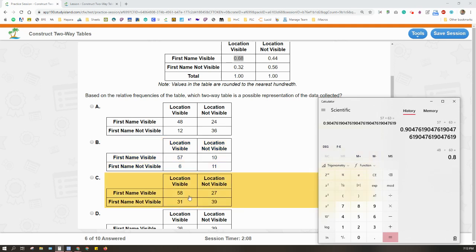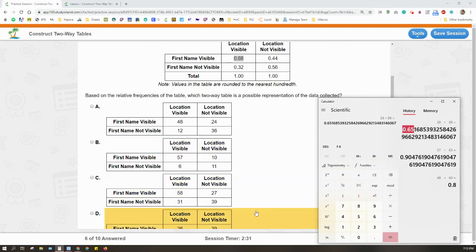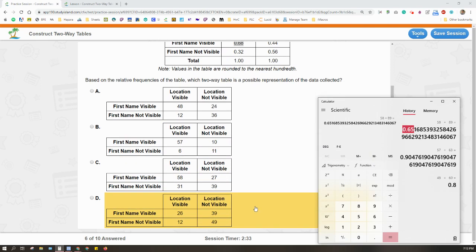Moving on to C. 58 and 31 in this column. What is 58 plus 31? That's 89. What percent is 58 out of 89? We get 0.6516. So not quite 68%, but much closer. This rounds to 65%. So we really better hope that D is our answer, or else we were doing something wrong.